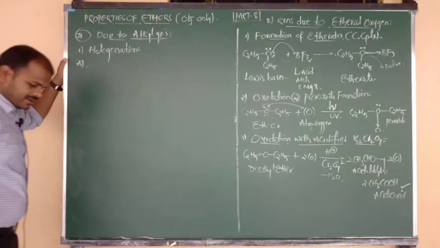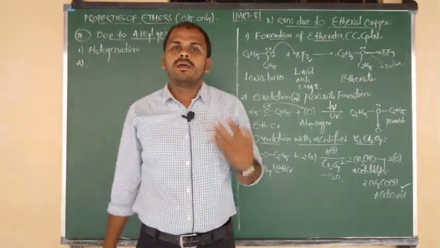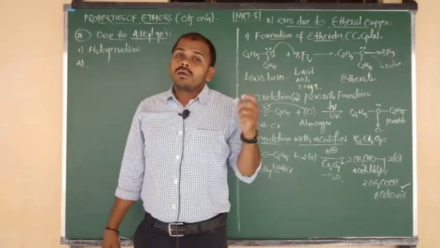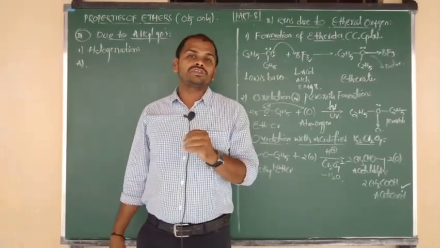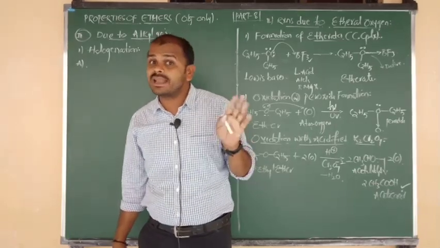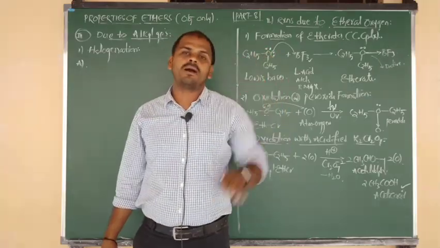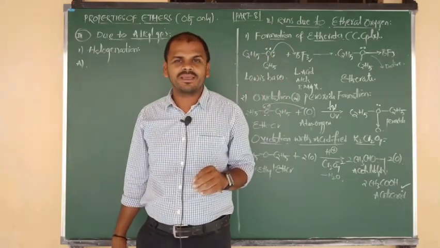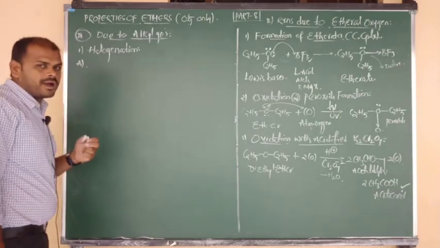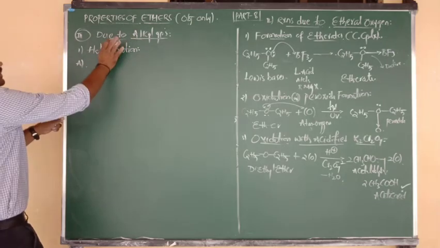Two cases are there. In that halogenation, I want to discuss two examples: one is chlorination in cold, that is dark, condition, and one more is chlorination in sunlight condition. Both the conditions are repeated in previous objective exams. So how do ethers undergo chlorination in dark condition and in sunlight condition? Let me explain first of all.